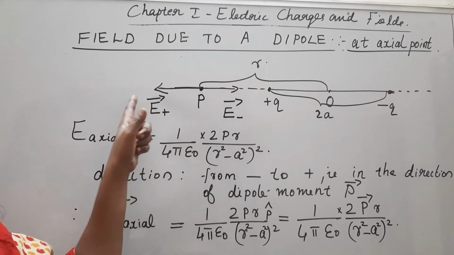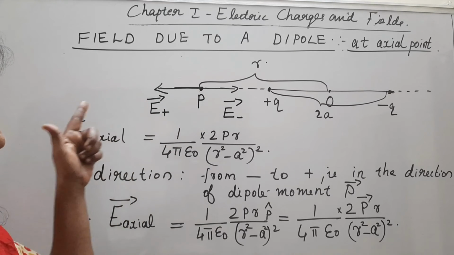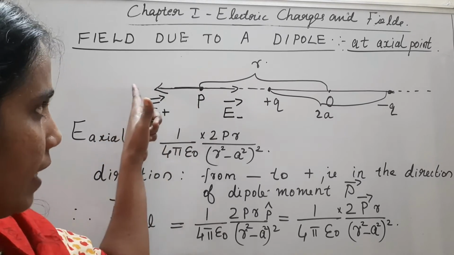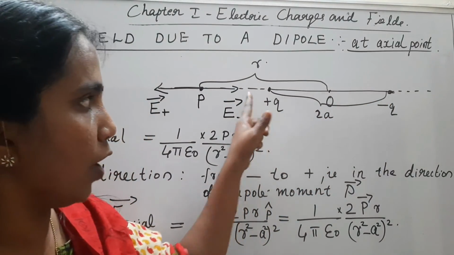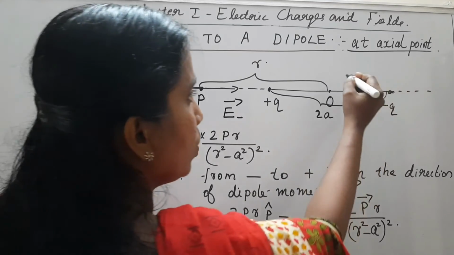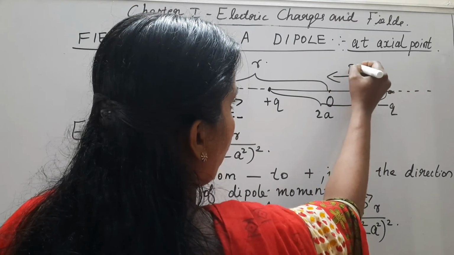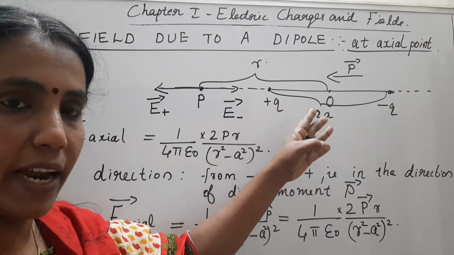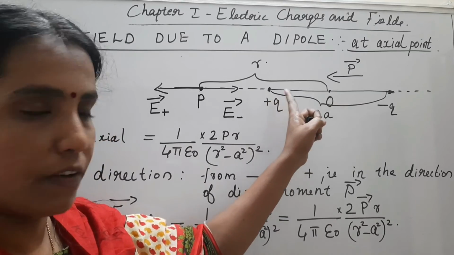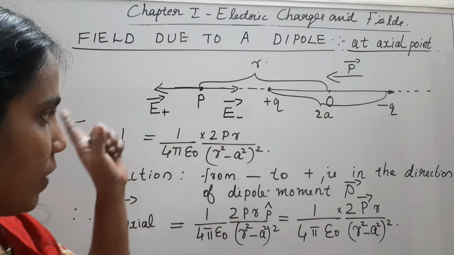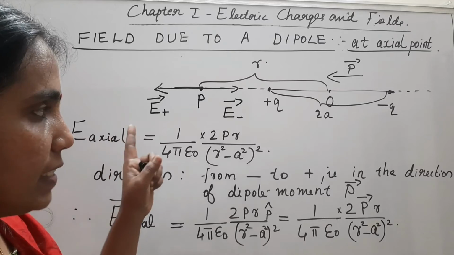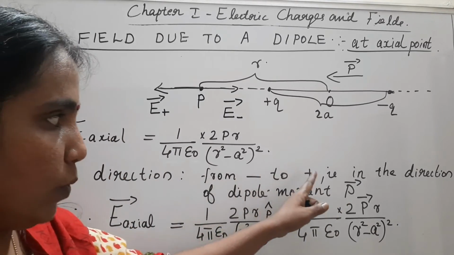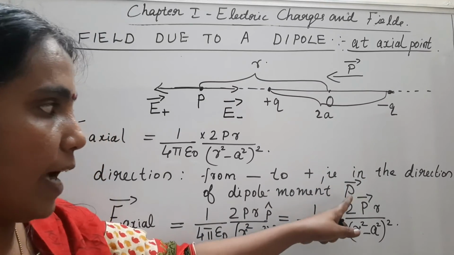So we can see what is the direction of electric field. The direction of electric field is in the direction of E plus. That means it is in the direction from negative to positive, and you know that is the direction of dipole moment. During the definition itself we said the dipole moment is directed from negative to positive. So the direction of electric field at an axial point is in the direction of dipole moment.